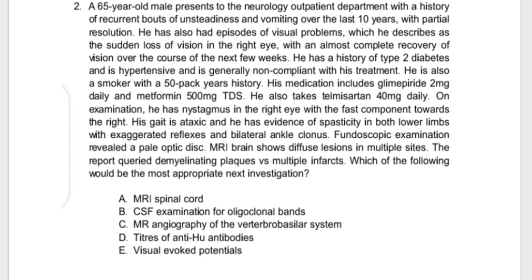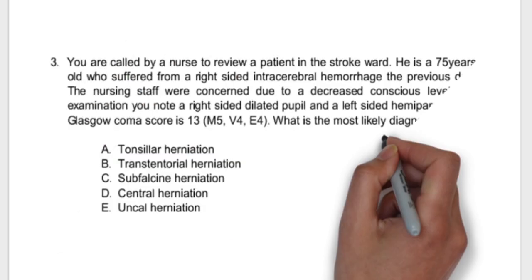They reported a demyelinating plaque versus ischemic infarct. Which of the following would be the most appropriate next investigation? The answer is A. MRI of the spinal cord. You need to do this also, because this is a neurological issue.